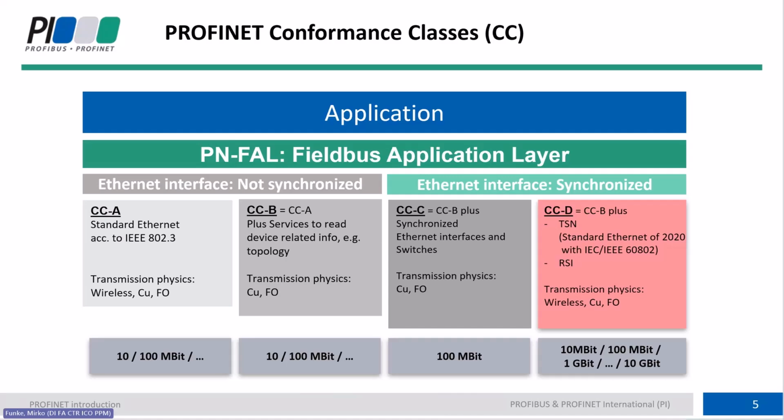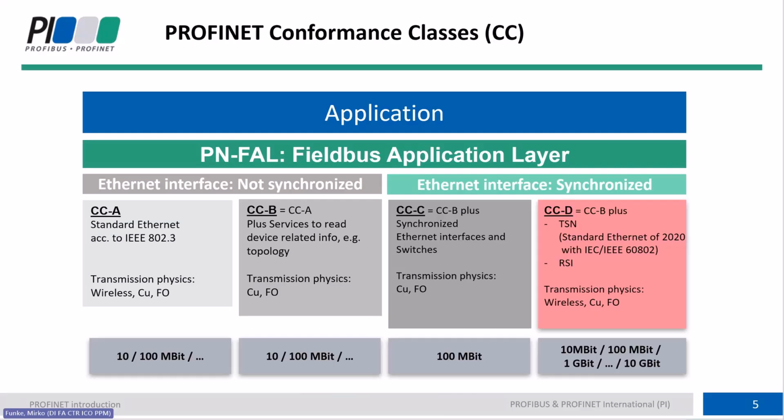That's why we distinguish between an Ethernet interface that is synchronized or that is not synchronized. The non-synchronized Ethernet interfaces can be done with any standard available Ethernet controller. Nothing special needs to be done here. And in the end, we distinguish between conformance class A and B.